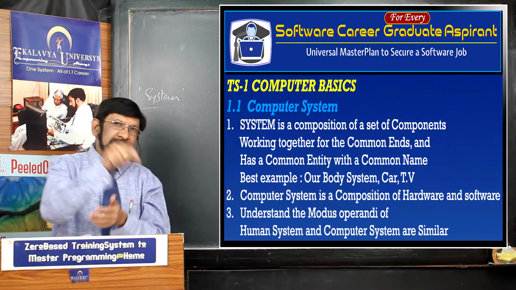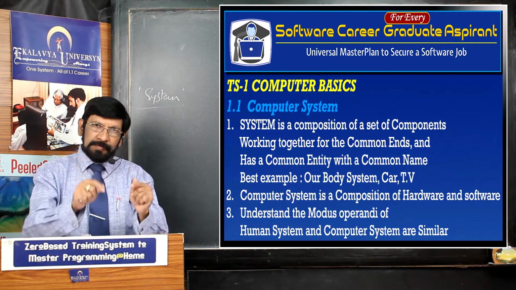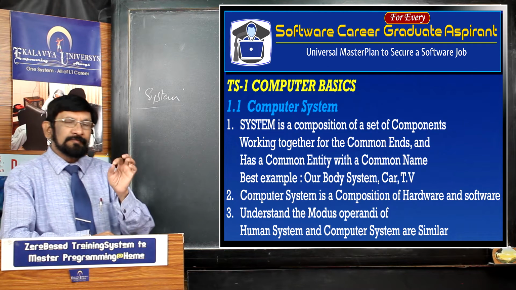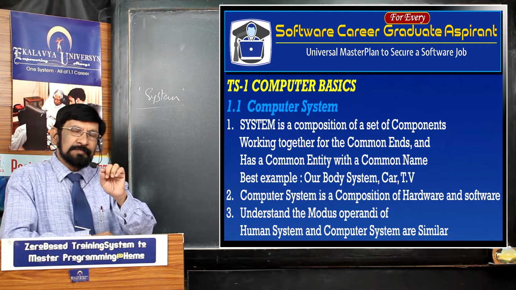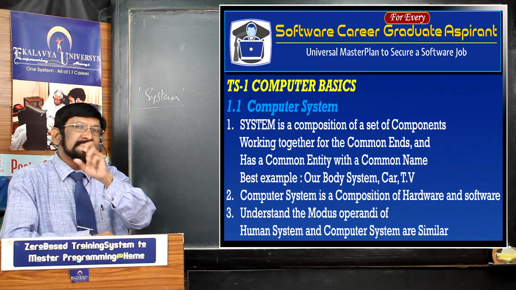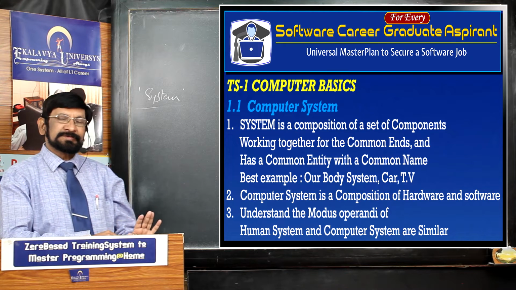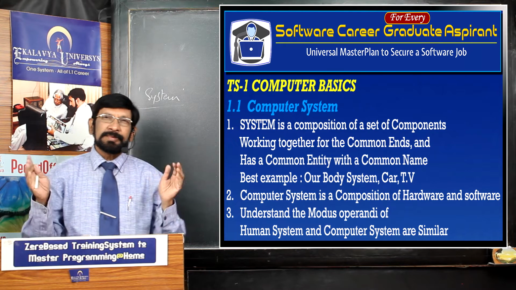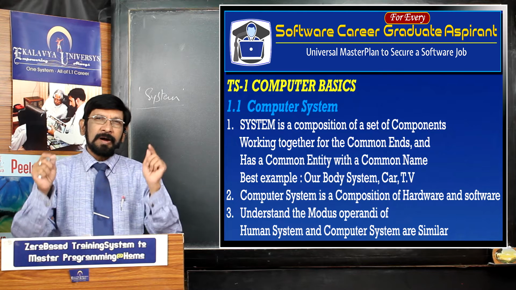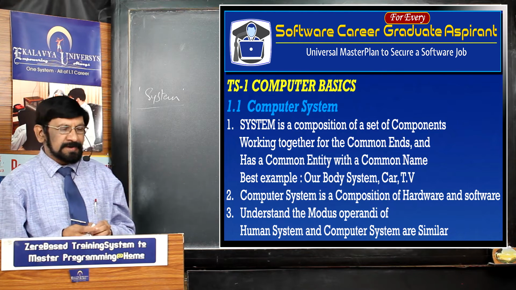Programs are software. Hardware is visible and tangible. You can see them. If you want to touch, you can touch. But software is not visible. These are programs. These are sets of instructions which are invisible. That point you have to understand. Any computer system is a composition of hardware and software. You have to understand that.